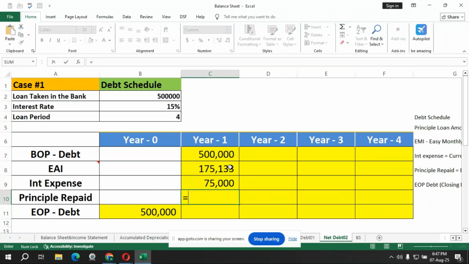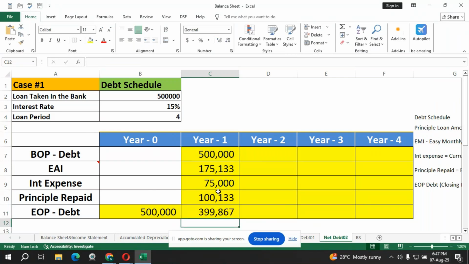Principal repaid equals EMI minus your interest. So it's 1,133,000. And closing balance equals total loan minus how much principal you have repaid. So it should come up to 3,99,867. First, you observe when I'm doing it, then you get an idea of how to work it.